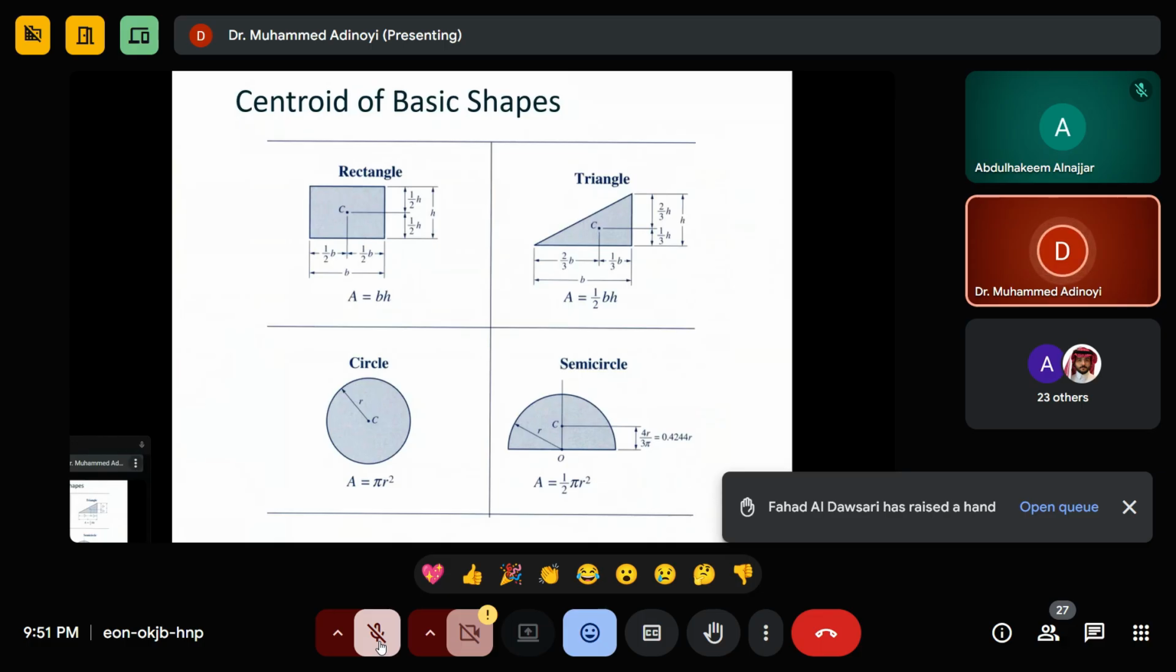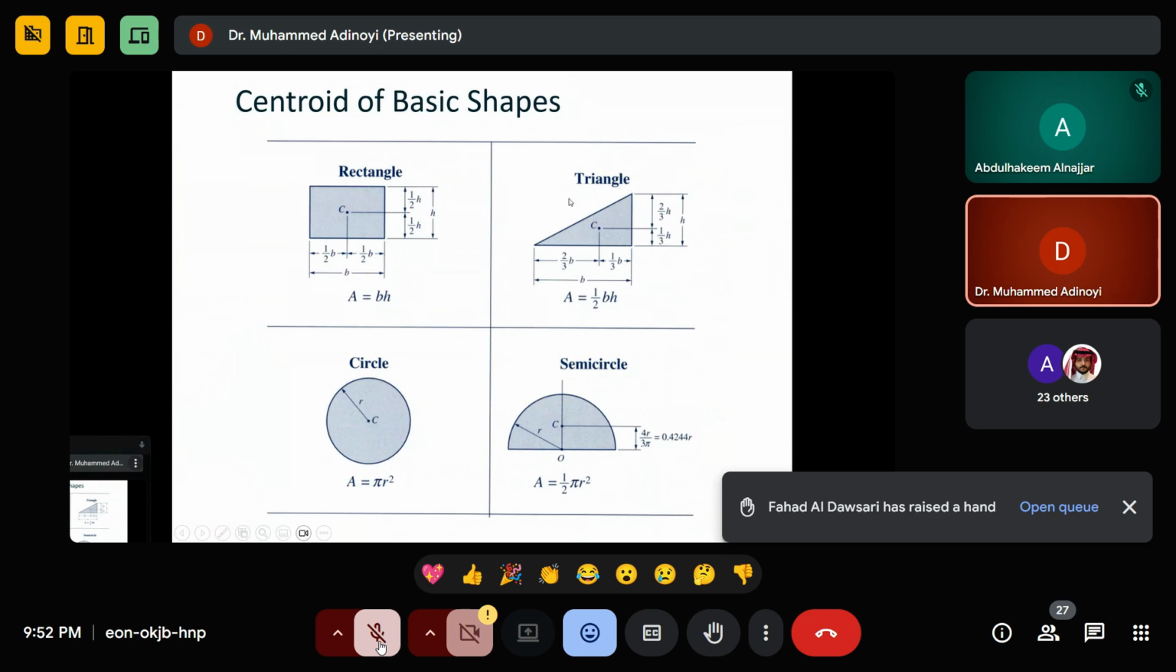So here, centroid of basic shapes. Doctor, one question. The first thing you need to know is that these are the basic shapes, and how to find the areas of these basic shapes. These are not complex shapes, so don't expect the equation for the areas of these shapes. These are common shapes.